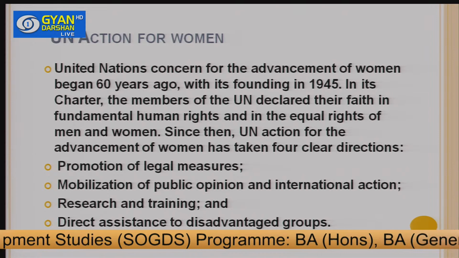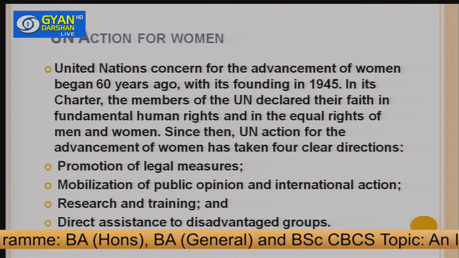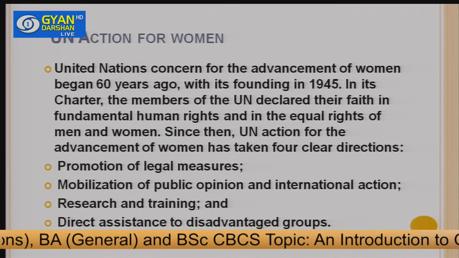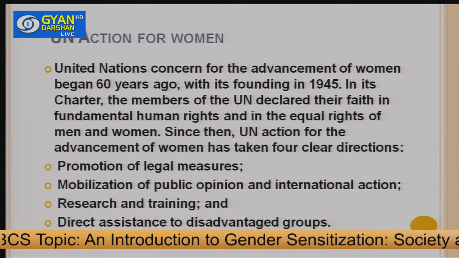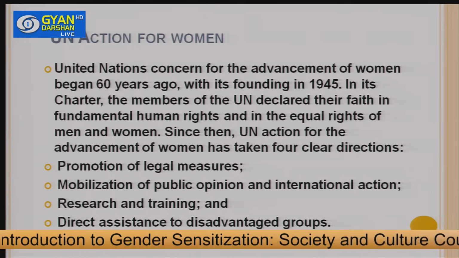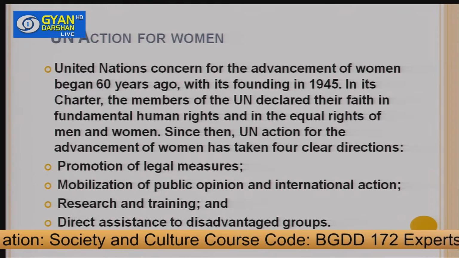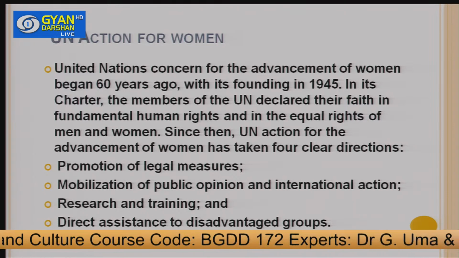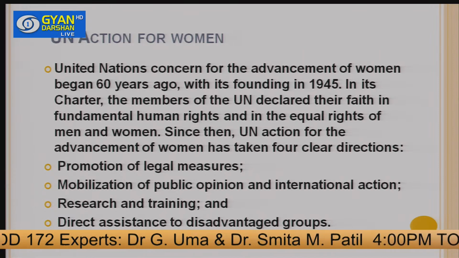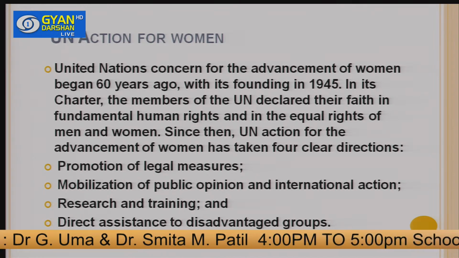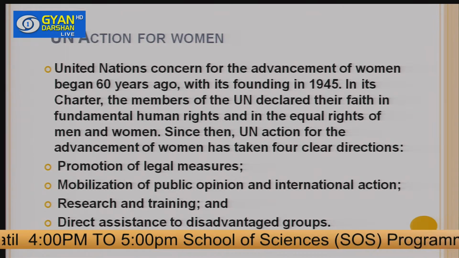Since then, UN action for the advancement of women has taken 4 clear directions. One is the promotion of legal measures, mobilization of public opinion and international action, research and training, and direct assistance to disadvantaged groups. These are the 4 clear directions the UN has taken, because it specifically wants to concentrate on the advancement of women. The United Nations decided to concentrate on these 4 areas.